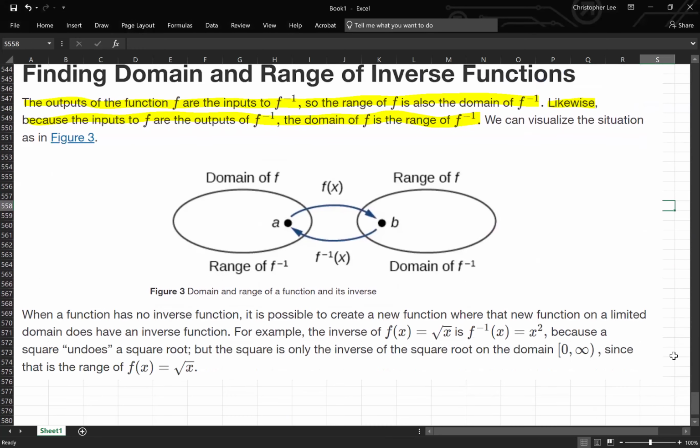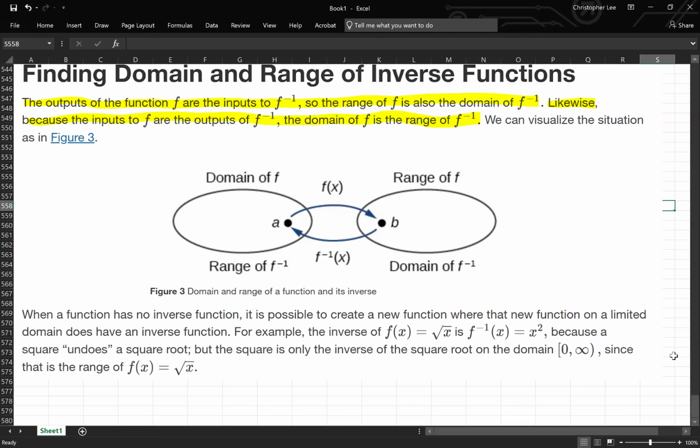So again, y'all probably realize this already, but the outputs of the function f are the inputs to f inverse, right? So the range of f is also the domain of f inverse. Likewise, because the inputs to f are the outputs of f inverse, the domain of f is the range of f inverse.